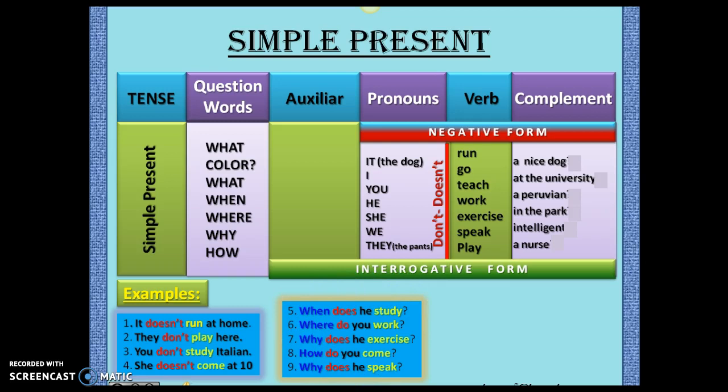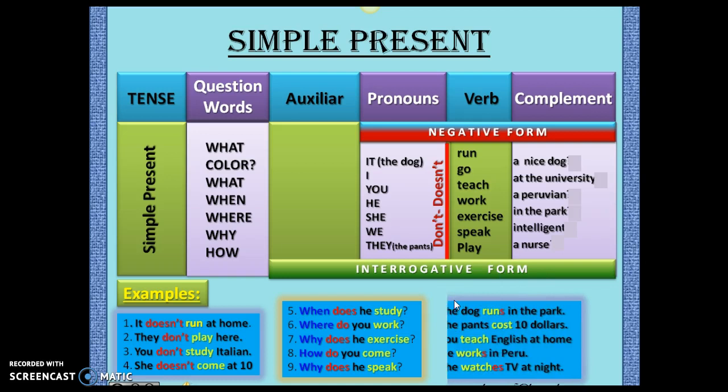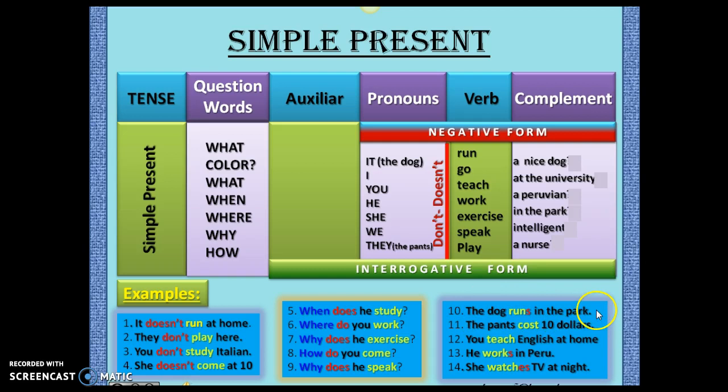Okay, so let's see. Finally, we have here, the dog runs in the park. The pants cost $10. He teaches English at home. He works in Peru. She watches TV at night. What kind of sentences are these? Affirmative, interrogative, or negative? Look, they have ES, S, some of them. Affirmative form, very good.